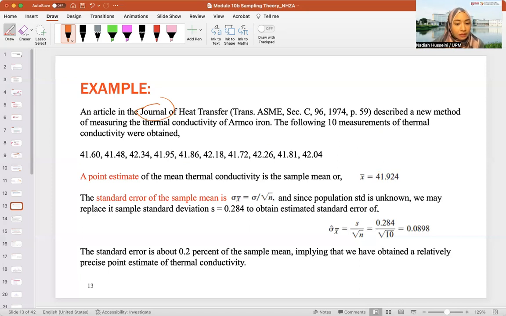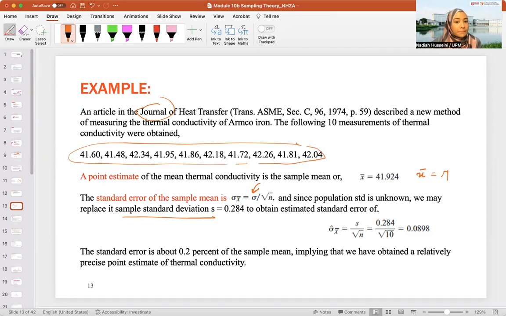And then the standard error of the sample mean is this one. We know this equation. Our mean would just be mu, and the standard deviation of our sample mean would be this equation. But since we don't know our population standard deviation, we can replace it with our sample standard deviation, which means you can calculate your sample standard deviation just from this sample.